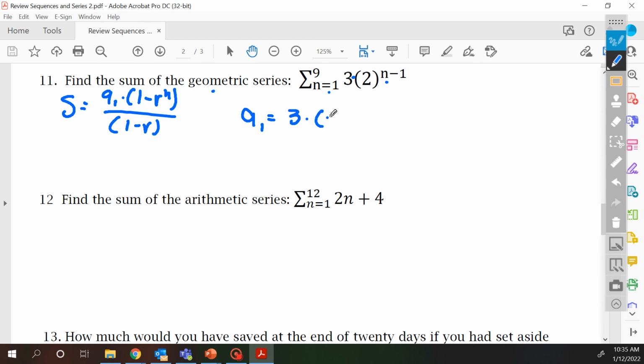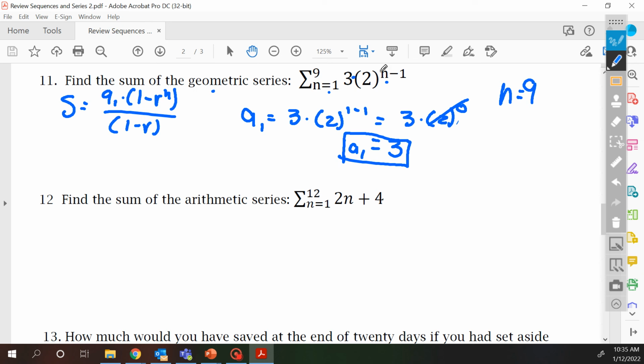So 3 times 2 to the 1 minus 1. 3 times 2 to the 0, whoops. 2 to the 0 is just 1. Okay, so the first term we're starting at in our series is 3. The number of terms is 9, but you can just take the top number, we're ending at 9, subtract the bottom number, and add 1. So the number of terms we have is 9.